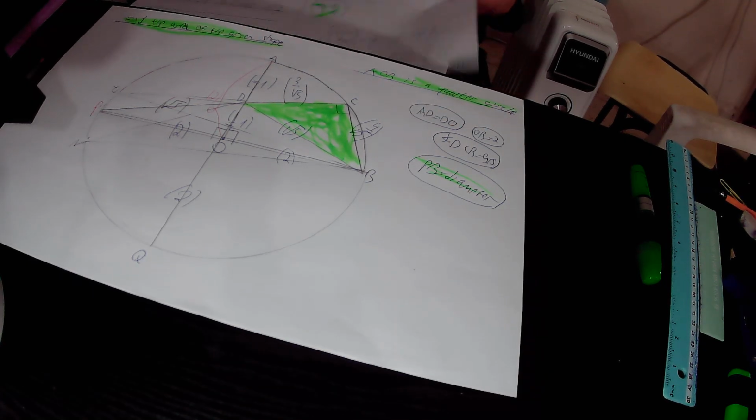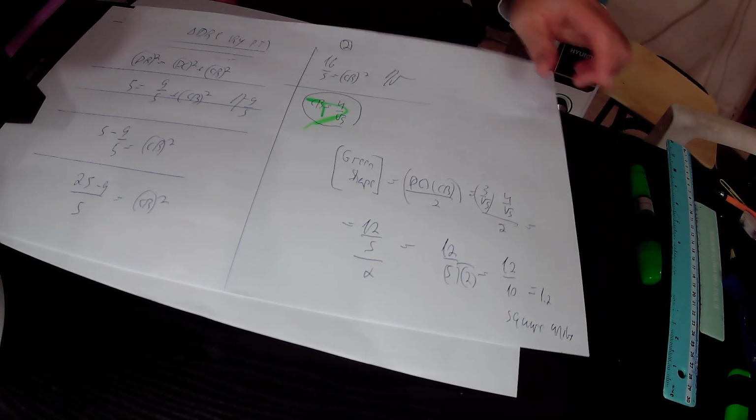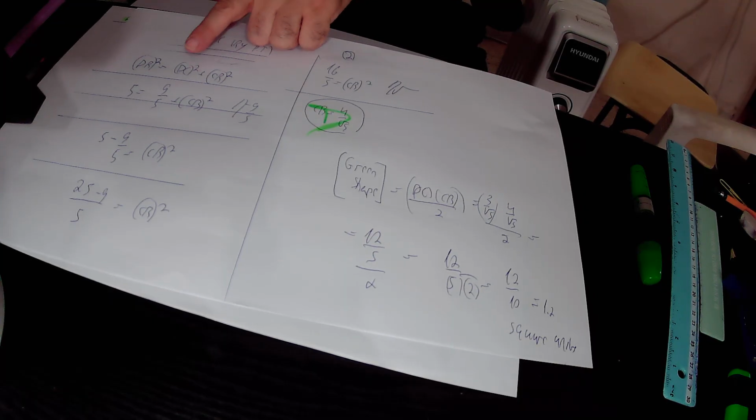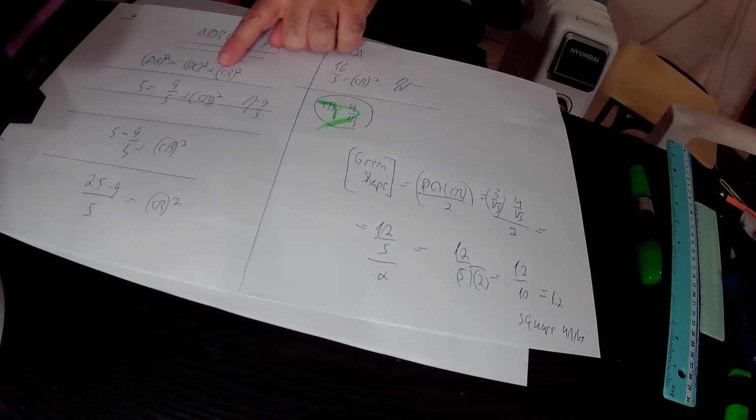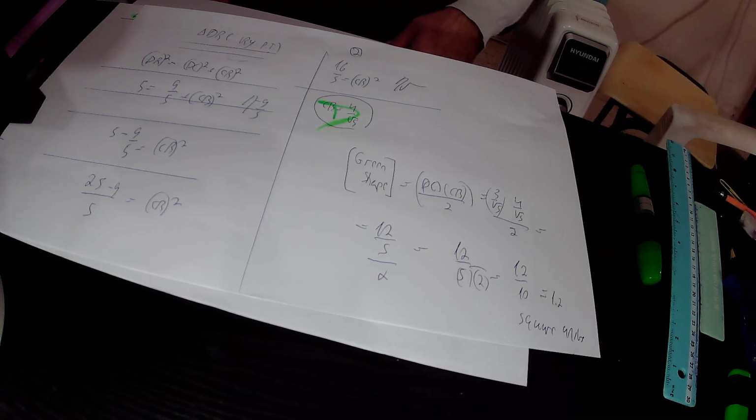CB is the missing side, so we leave it as it is. So we found that 5 equals 9/5 plus CB squared. Here we subtract 9/5 from the equation, and we find that 5 minus 9/5 equals CB squared.